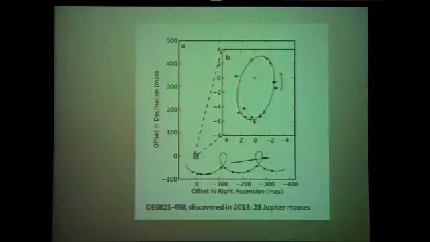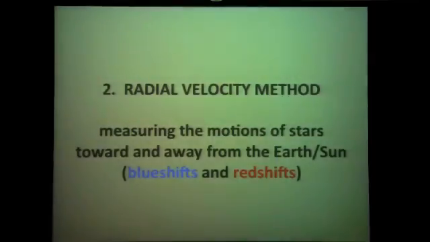So keep your eyes peeled, because those announcements are going to come starting, I think, this summer, but certainly within the next year from the Gaia mission. Next technique, radial velocity. You're more familiar with this. This technique has worked from the ground. The radial velocity technique involves measuring the actual motions of the stars.